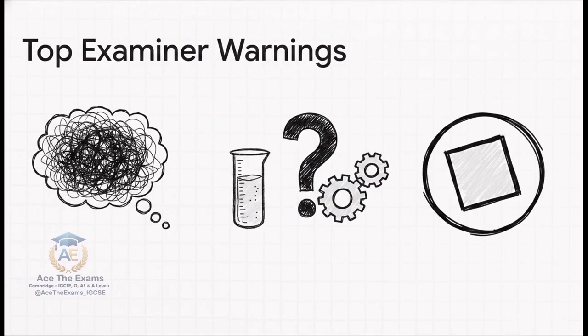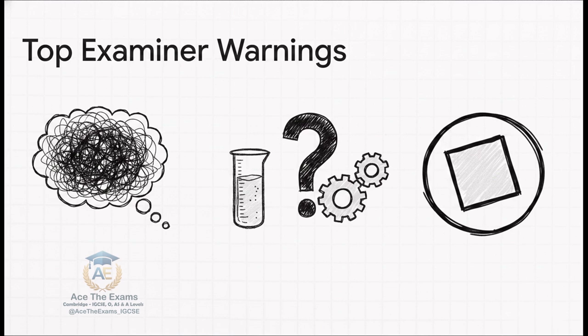Which brings us to the top 3 examiner warnings. This essentially proves that losing marks almost always comes down to 3 things. Number 1, your answers are just way too vague. Number 2, you're forgetting to check your units during data analysis, or you're slipping up on your terminology. And number 3, and this is probably the deadliest mistake of the whole bunch, your answers are not specific to the unique context given in the stimulus materials.